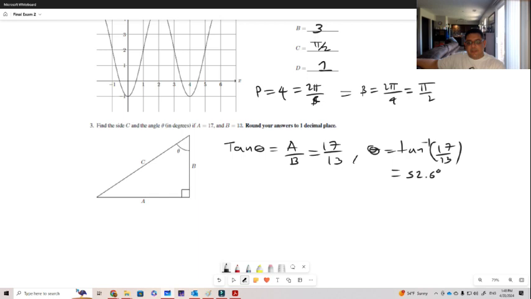Now that's for just finding theta, but if I just want to find c, I just need to do c squared is equal to a squared plus b squared, or that'll be 17 squared plus 13 squared. And so c is the square root of that.